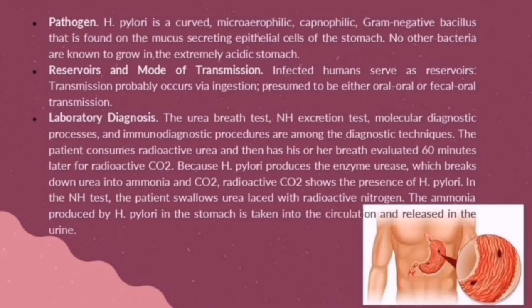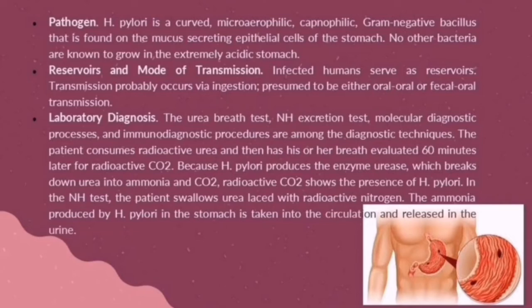Laboratory diagnosis: the urea breath test, NH excretion test, molecular diagnostic procedures, and immunodiagnostic procedures are among the diagnostic techniques. The patient consumes radioactive urea and then has his or her breath evaluated 60 minutes later for radioactive CO2, because H. pylori produces the enzyme urease, which breaks down urea into ammonia and CO2. Radioactive CO2 shows the presence of H. pylori.